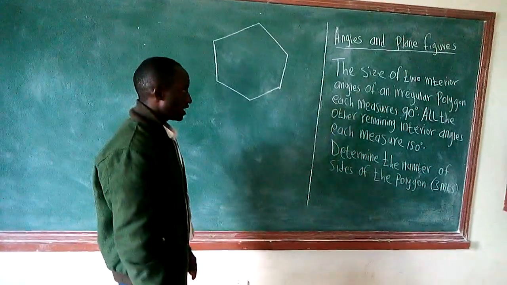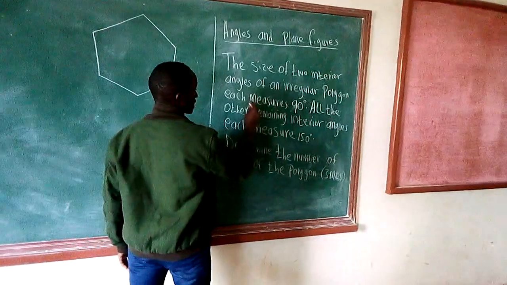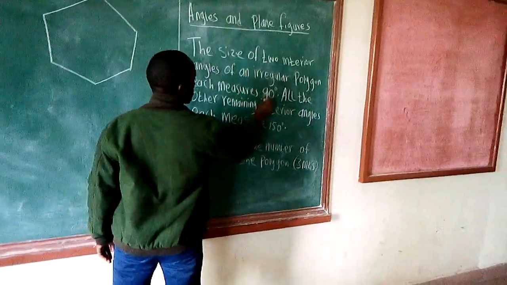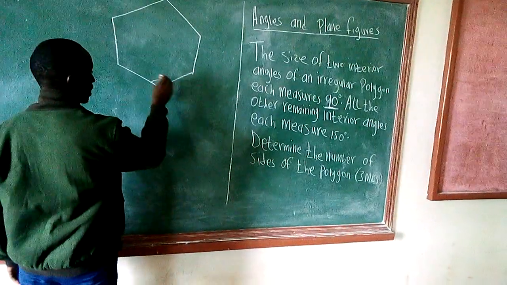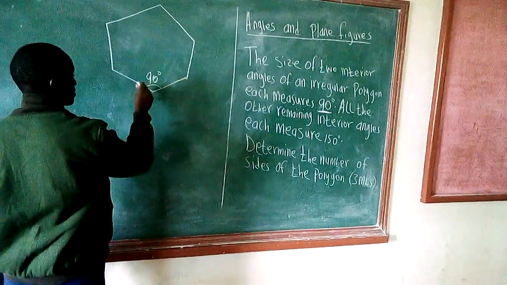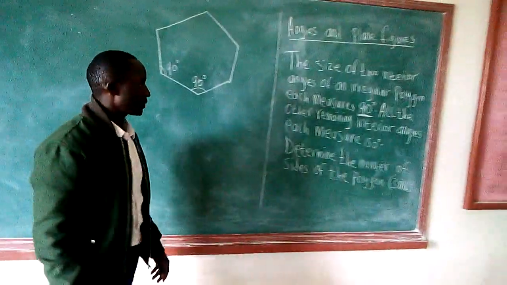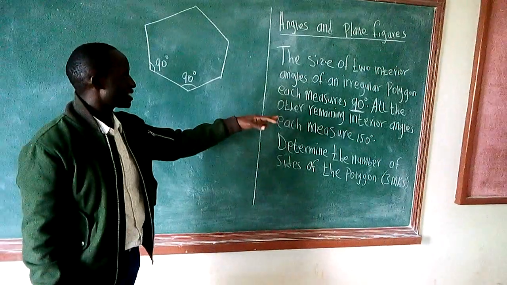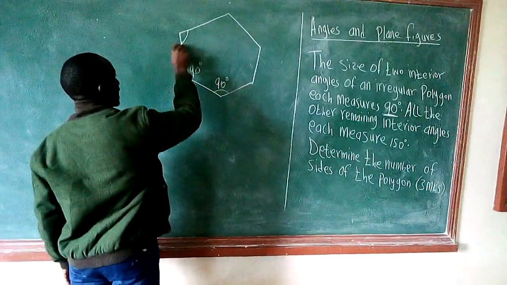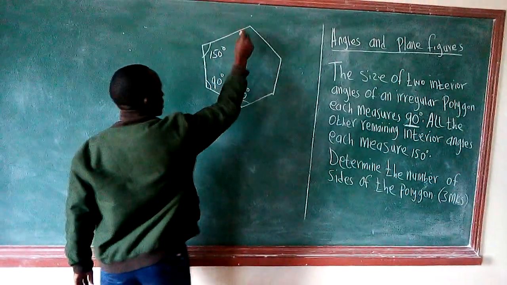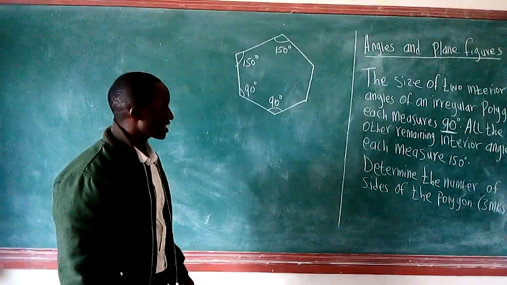Therefore, we are told that in this irregular polygon, two interior angles measure 90 degrees. So we can, for example, take these two angles which are measuring 90 degrees. Then we are told all the other remaining interior angles each measure 150. Therefore, the other ones are going to be 150 degrees. Are you together, learners?